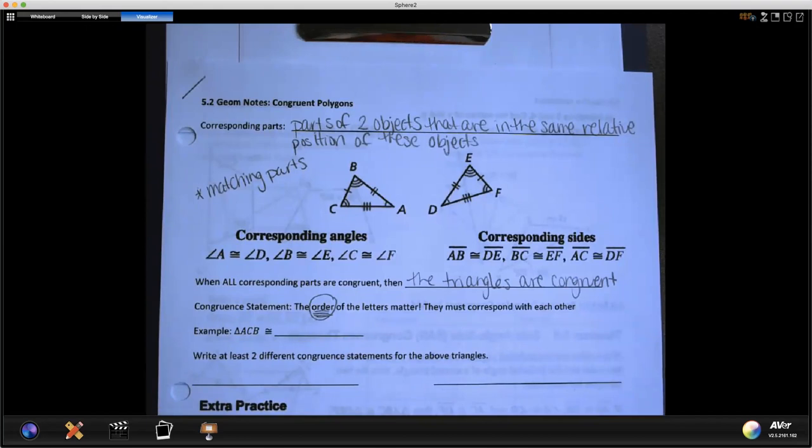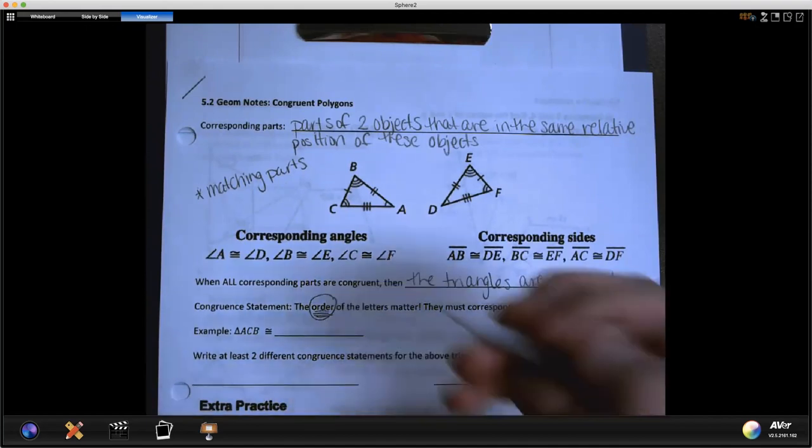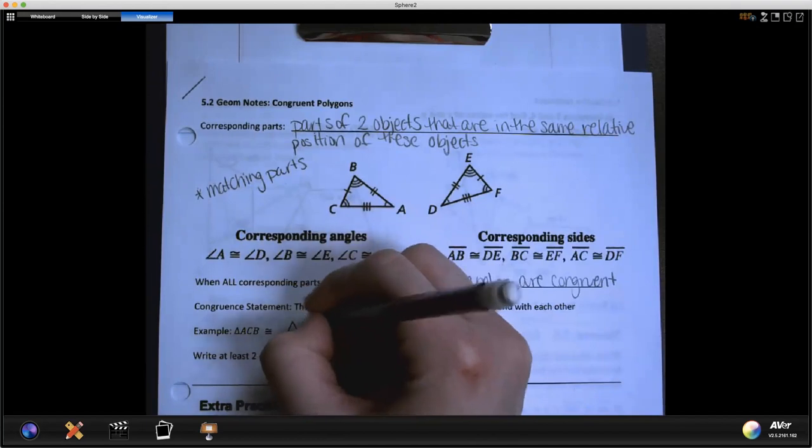All right, someone have an answer? Yeah. DFE, good. With the triangle in front, that would be correct.